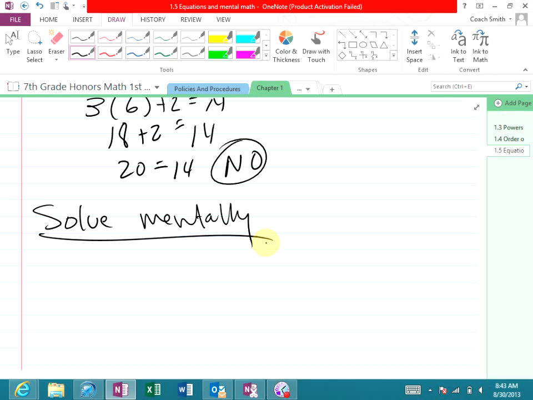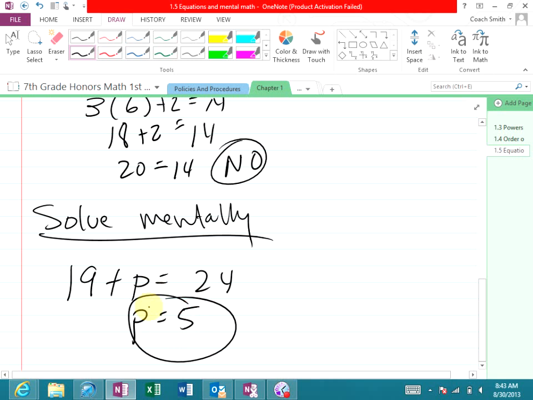Okay, for example, 19 plus P equal 24. Okay, so what they're asking you is, if I take 19 and I add some number to it and I end up with 24, what is that number that I'm adding to it? Okay, Annie? 5. Yes, so P would be equal to 5. That would be your answer. Okay, you solved it mentally.